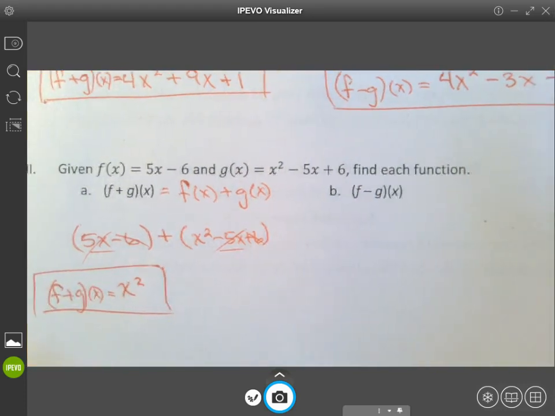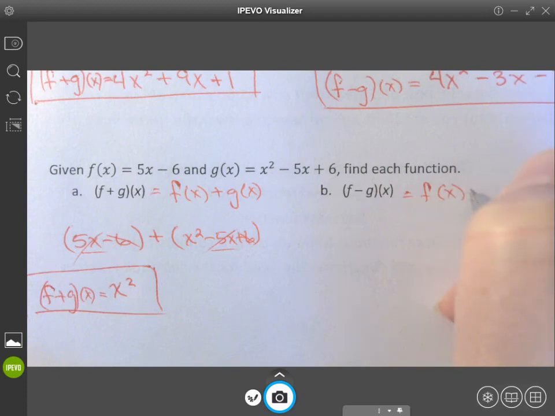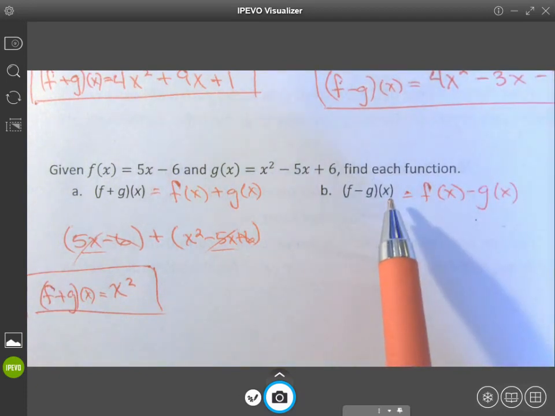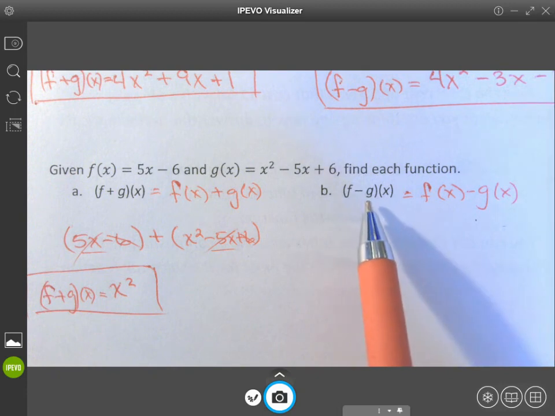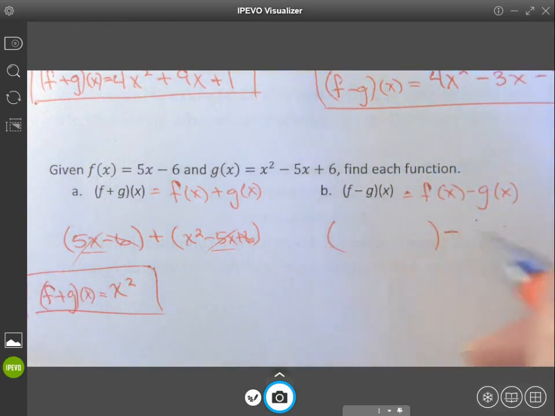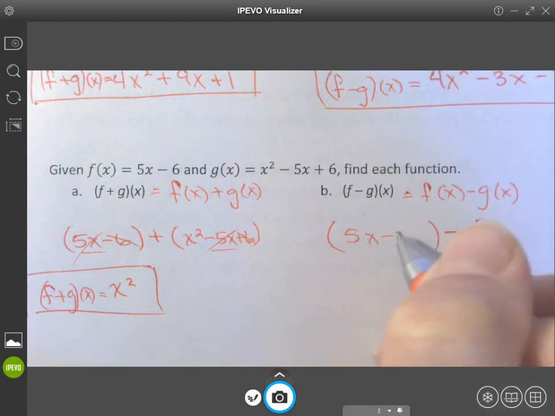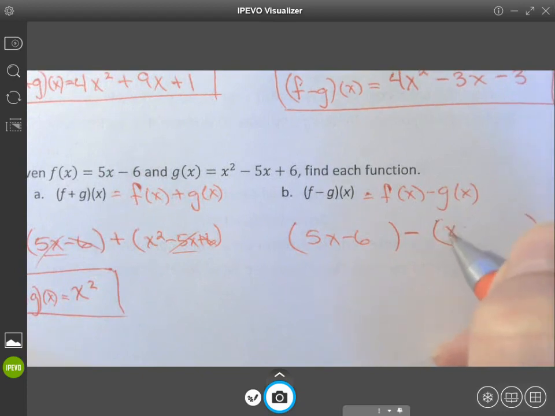All right, next one. I'm subtracting, so I want to expand this. So f of x minus g of x. I can't stress enough, x is the variable everything's based on. f and g are just function notation. They're not variables. So this is the one where you really do need the parentheses. And 5x minus 6 comes in here. And then x squared minus 5x plus 6.